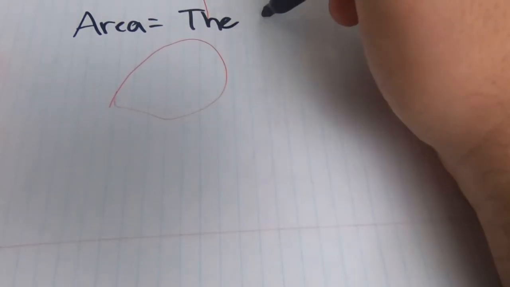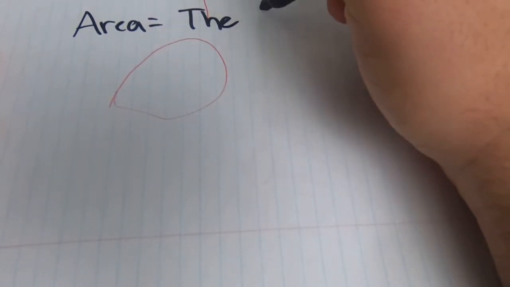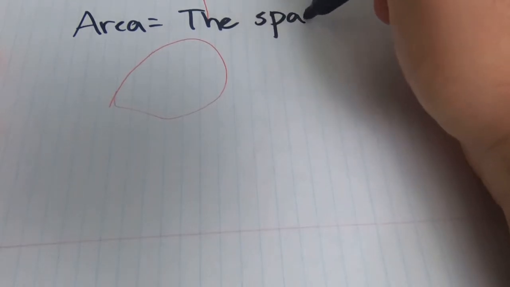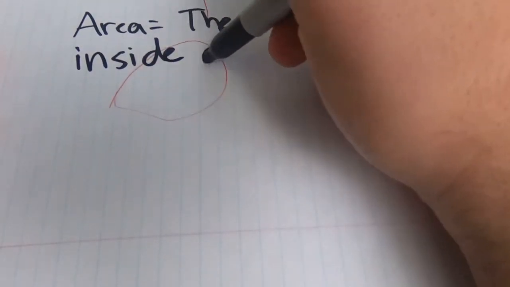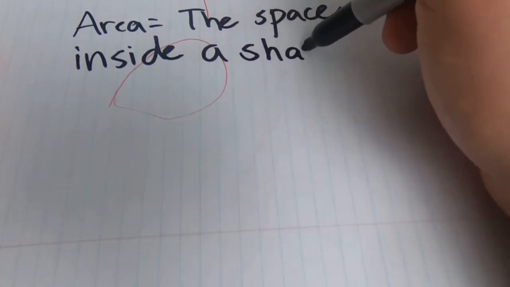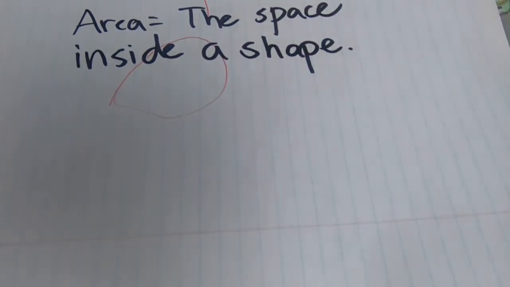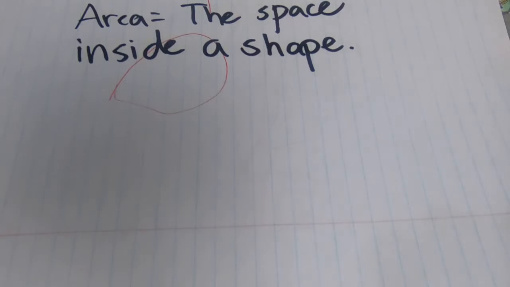Area is the distance, or sorry, we should better say instead of distance, it's the space inside a shape. So if perimeter is the distance around it, area is the space inside the shape.